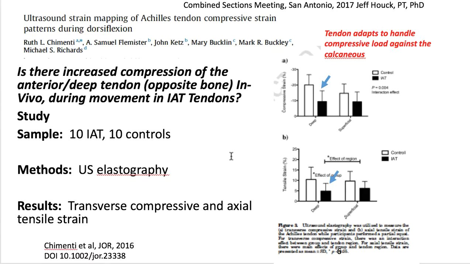Two types of strain were recorded. One was compressive and one was tensile. And we can see here the controls are in white and the IAT is in black. Both types of strain indicate less deformation. And so from this, the hypothesis is that the tendon itself is undergoing less deformation to load, meaning it's becoming more responsive to compression rather than tension.